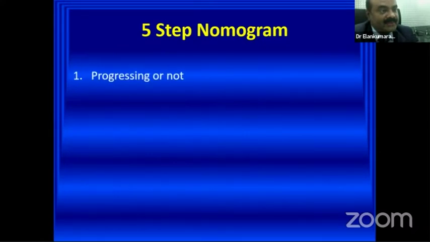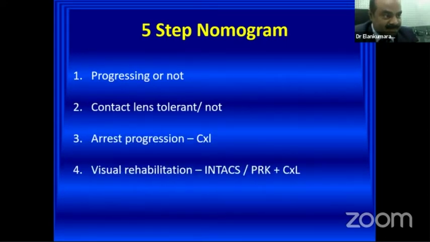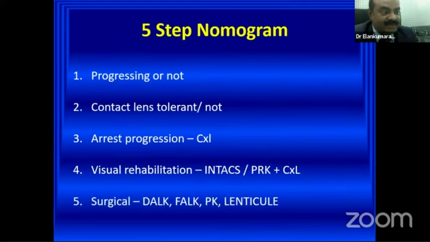Now, there is a keratoconus patient in front of you. What are the things you have to do? Number 1, assess whether it's progressing or not. Number 2, whether contact lens tolerant or not, so that you can prescribe a contact lens. Plan to arrest the progression, do a CXL, and then go ahead for visual rehabilitation. If all else fails, surgical methods are always there. Preferred is topography-guided treatment.